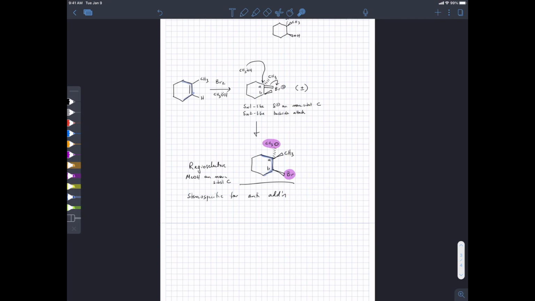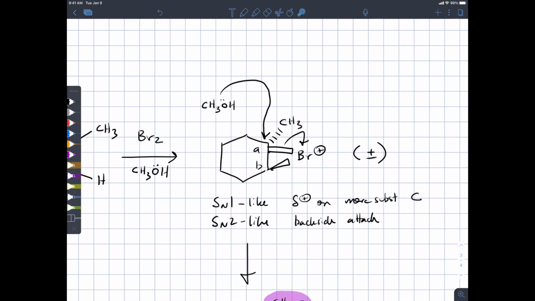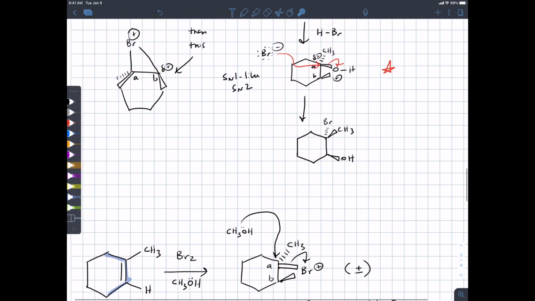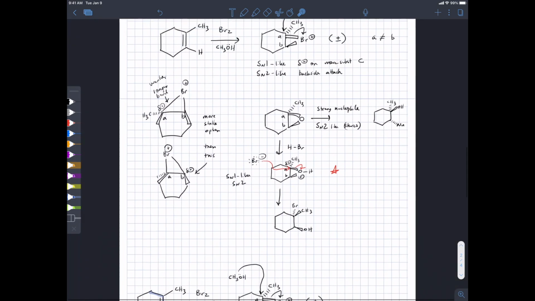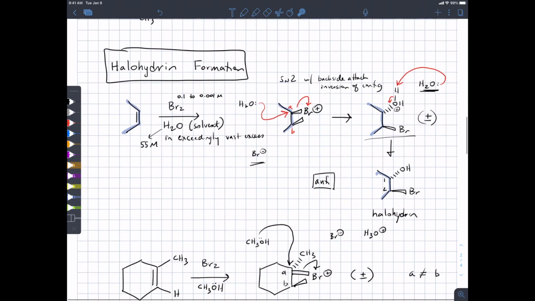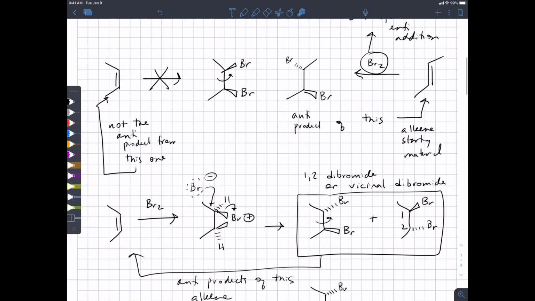Right? Yeah? Why does it do backside attack with methyl oxide? Same reason as we did backside attack. Why does it do backside attack here? Same reason as we did backside attack for water at this stage, and same reason that we did backside attack here.